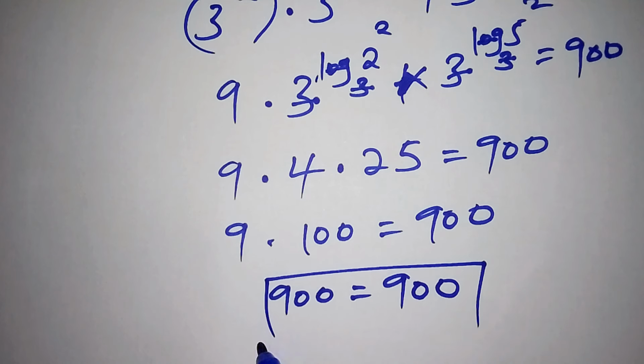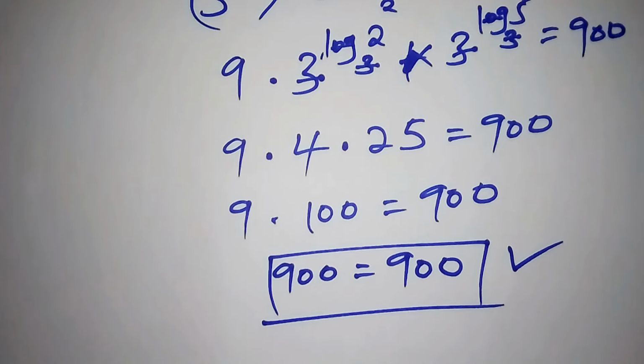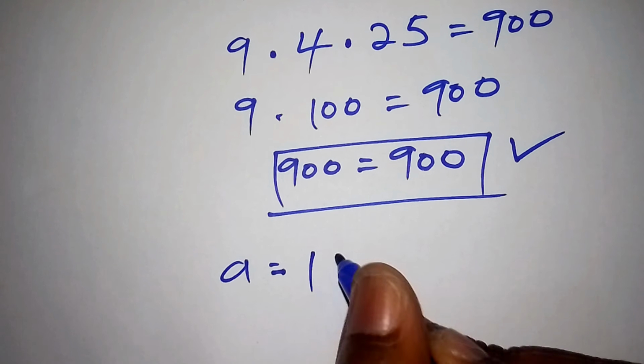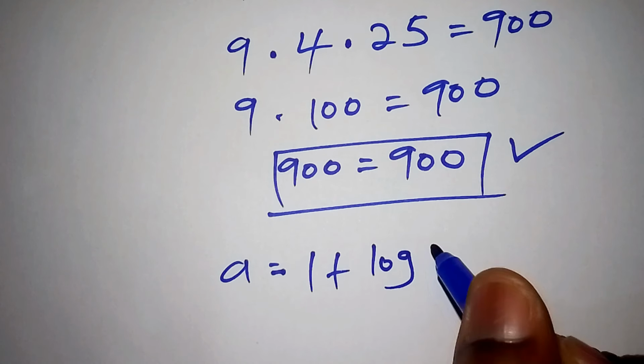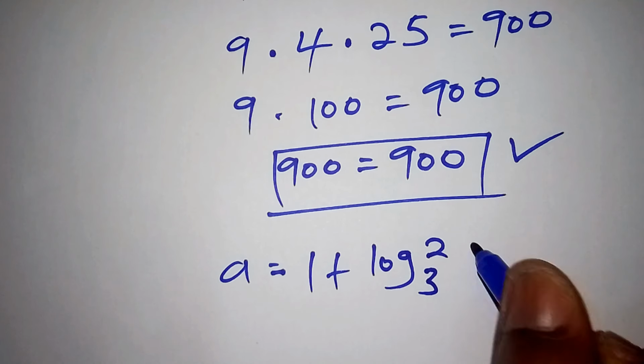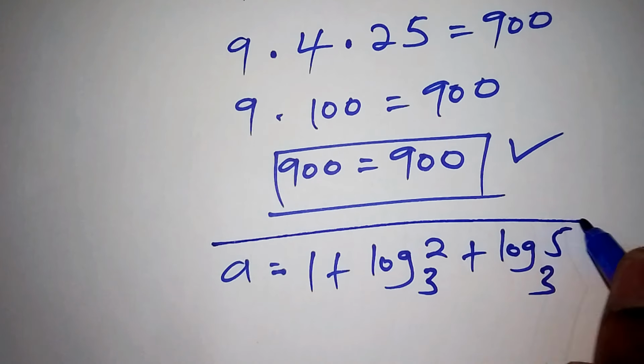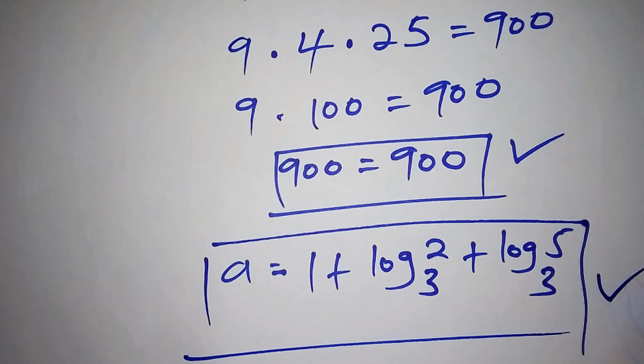So it means that our answer is correct, when we see that the value for A is equal to 1 plus the log of 2 to the base of 3 plus the log of 5 to the base of 3. So this one now qualifies to be our correct answer.